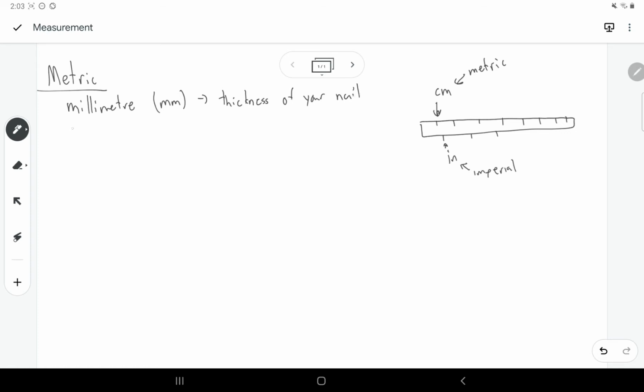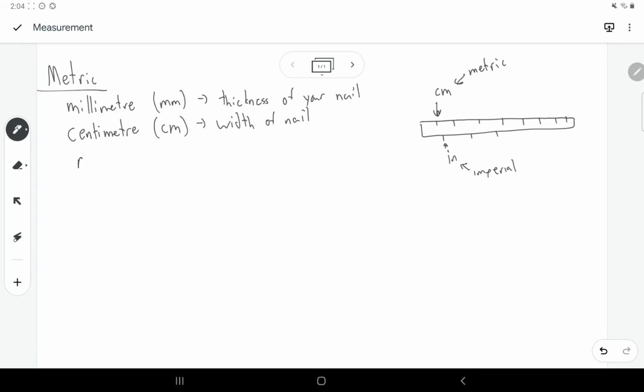Okay, next one up, the next smallest one on the ruler is a centimeter. You'll see with most of the metric units that they end in meter. We'll talk about that later. So cm for that one. And that's about the width of your fingernail. If you look at your nail again, and just look how wide it is on your pointer finger, that's about a centimeter.